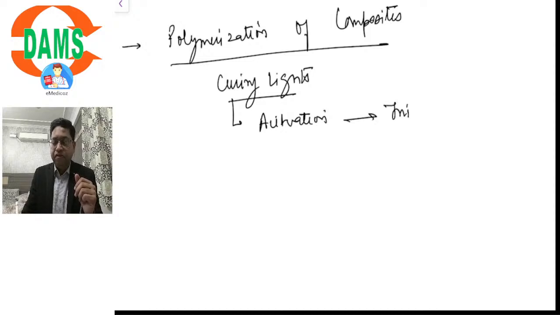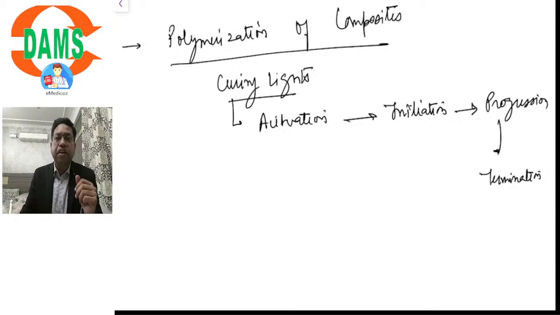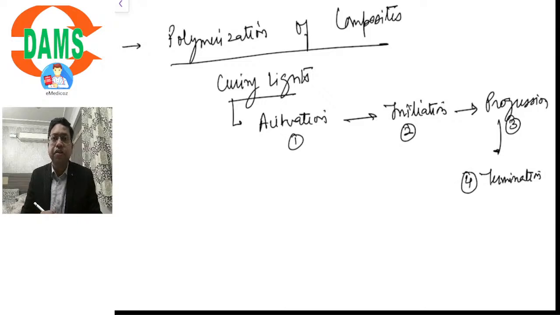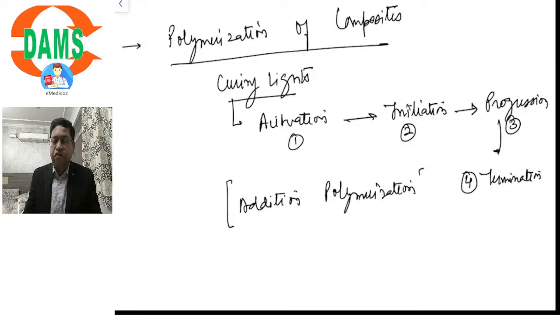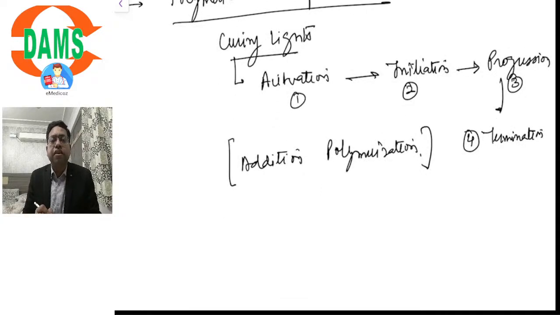Whenever we show blue light, there is activation, then there is initiation, then there is progression, and finally there is termination of polymerization. This is the sequence of steps that takes place when you show blue light to a composite resin. It goes through first step activation, then initiation, progression, and finally termination. And if we have to classify the type of polymerization, it is an example of addition polymerization. So the composites undergo what type of polymerization? The addition polymerization.